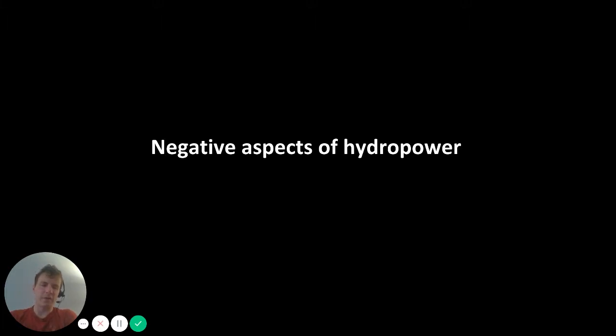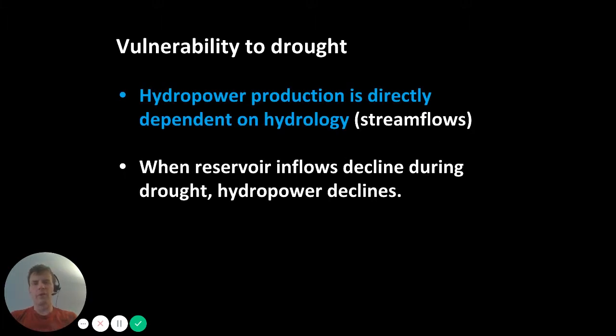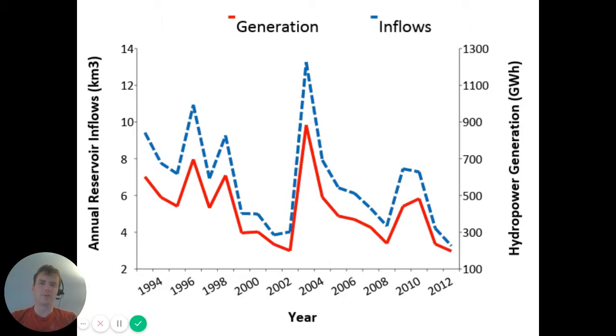So now let's talk about negative aspects of hydropower. One of the more obvious ones is the vulnerability of hydroelectric dams to drought. Hydropower production is directly dependent on hydrology, or stream flows. And so what that means is that when reservoir inflows decline during drought, then the availability of hydropower declines. Usually generation at hydroelectric dams and reservoir inflows are highly correlated.